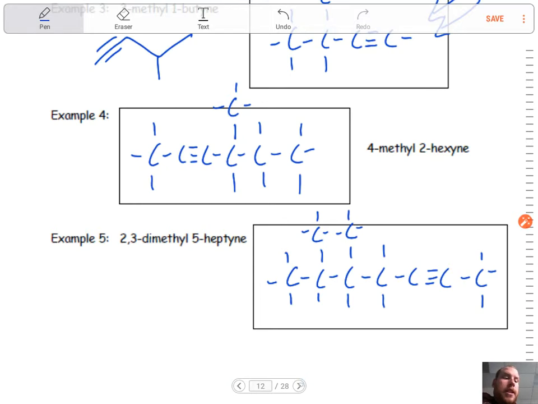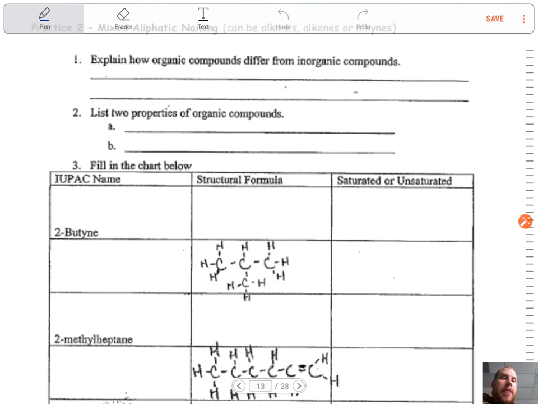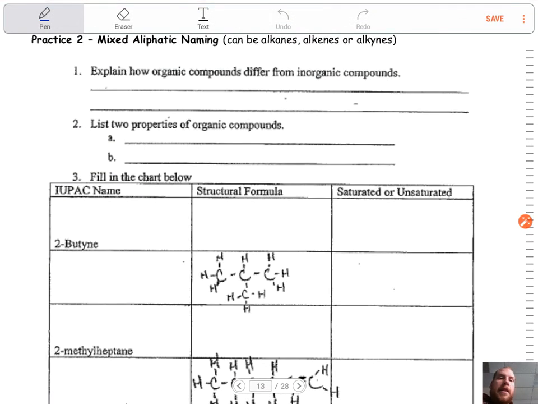So continue on. This is where we have a practice now where it's all mixed together. All right, so make sure you spend time doing practice 2. If you feel you need extra, check the extra practice binder for more practice sheets as well. Till next time, I'll see you later.